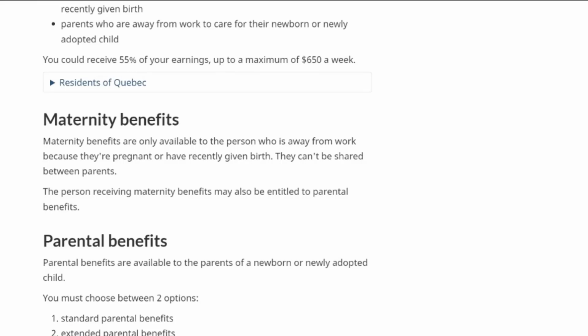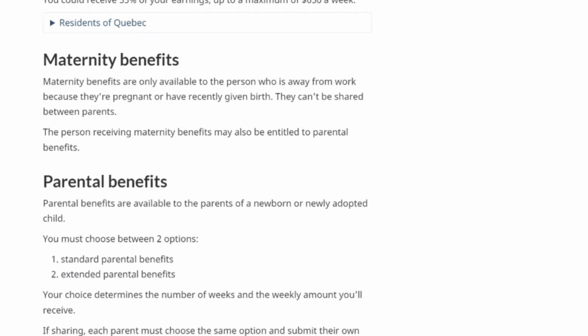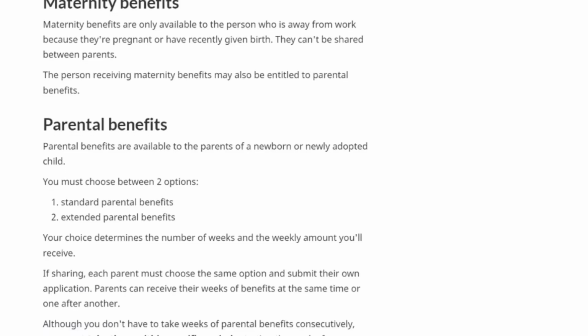Now, let's talk about maternity benefits. Maternity benefits are only available to the person who is away from work because they're pregnant or have recently given birth. They can't be shared between parents. The person receiving maternity benefits may also be entitled to parental benefits.